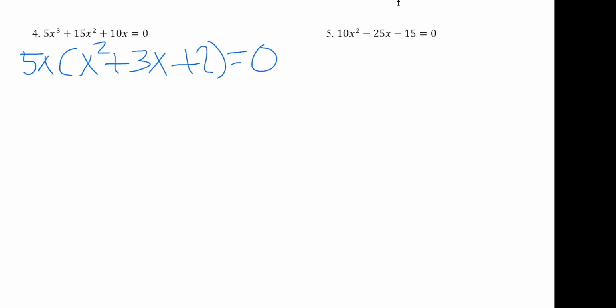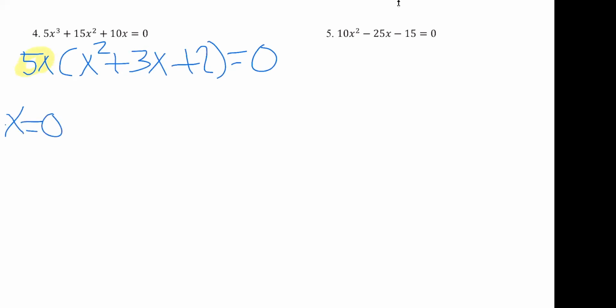But for this problem, you could pull out a 5x. So if you do so, you would have x squared plus 3x plus 2. And notice with all these equations, you want to make sure it's equal to 0 before you start doing this, because when you solve, you want to have your equation equal to 0. So if you set 5x equal to 0, you're just going to get x equals 0.